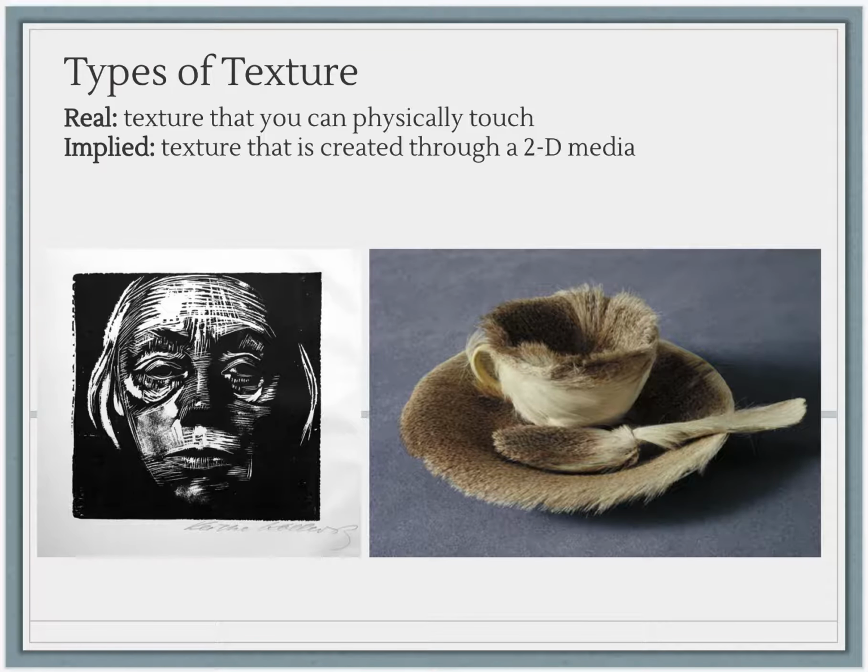Just like with form, we have two different types of texture. So we have real and implied. So with this sculpture, we could actually touch this saucer and it's covered in fur, so it would feel soft. And this print here of Kathe Kollwitz, she depicted herself with these deep grooves and wrinkles on her forehead, and she's creating this implied texture of those wrinkles. But if we were to touch this piece of paper, it would feel completely flat and smooth.